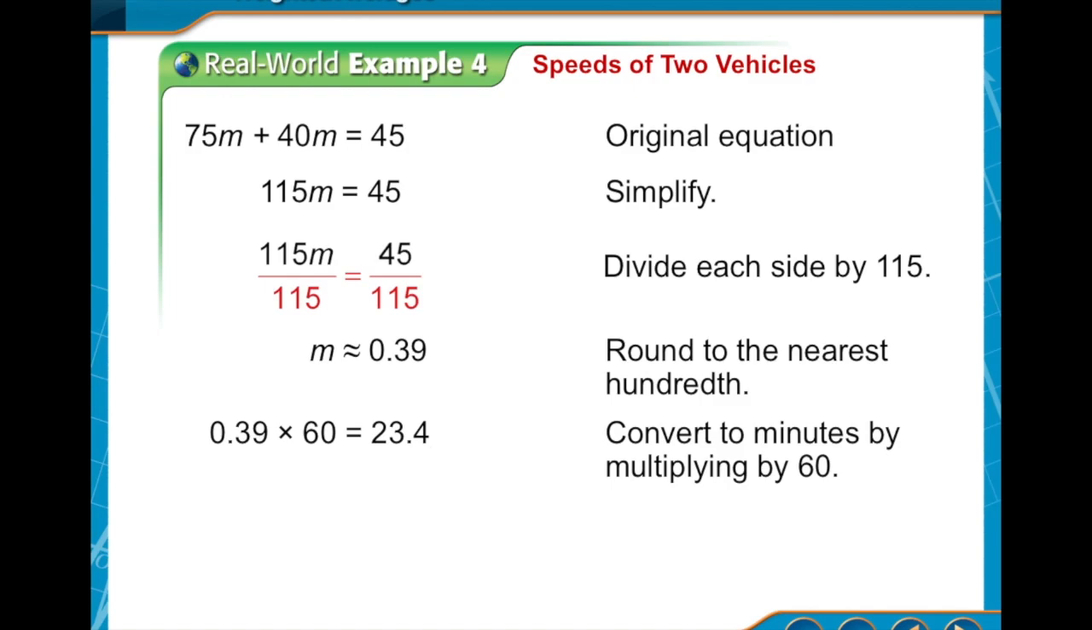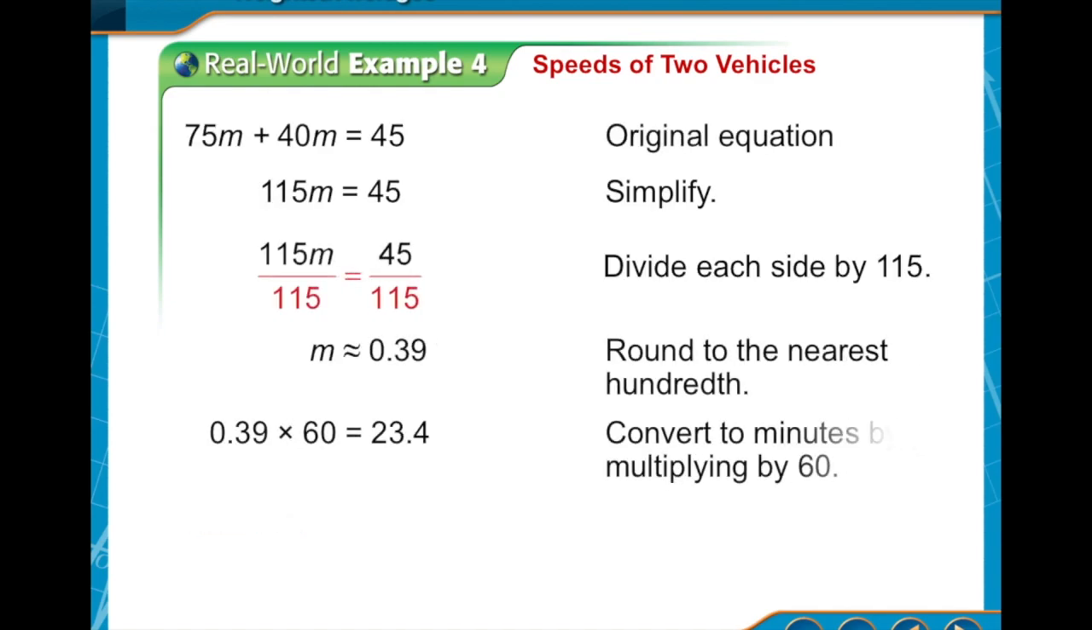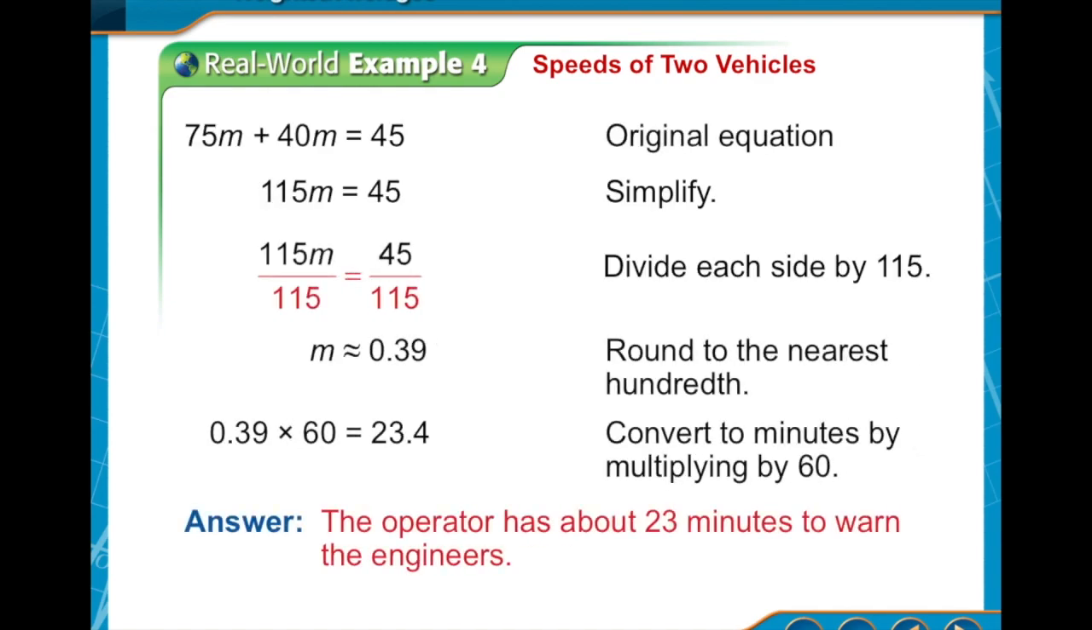So they have a little more than 20 minutes to warn the operators that they're going in the wrong direction before those trains would crash. So there's our solution there. And now we can move forward.